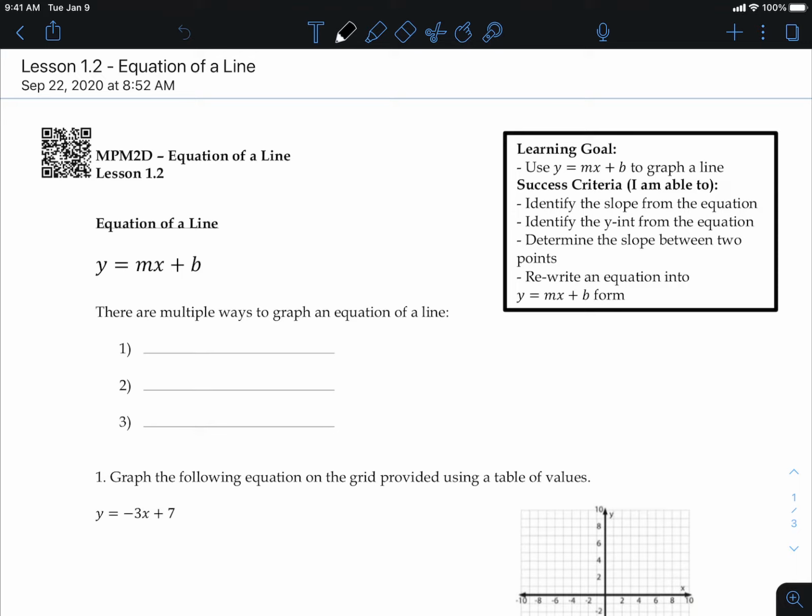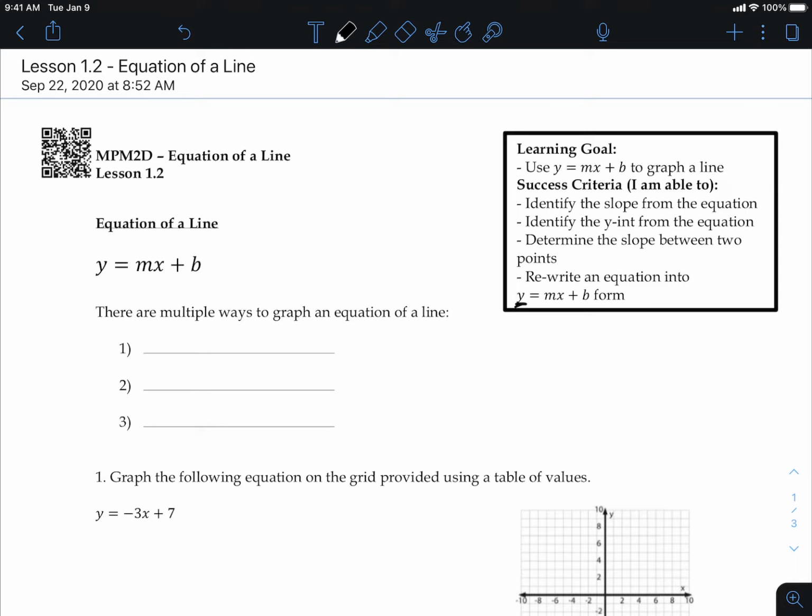We're looking to identify the slope from the equation, okay? The y-intercept from the equation, and then we want to be able to determine the slope between 2 points, and then rewriting. This is where lesson 1 is going to take its turn and come back: rewriting an equation into y equals mx plus b, okay? So you can see how I only have one thing on the left side. We're going to have to rearrange the equation to get it to look like that. That is the concept from lesson 1, okay?